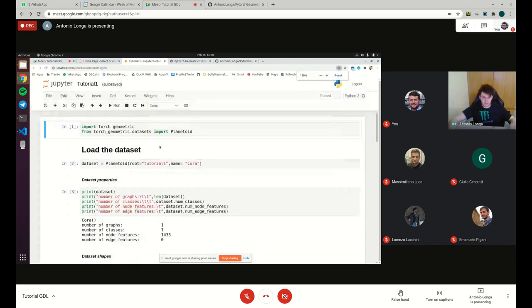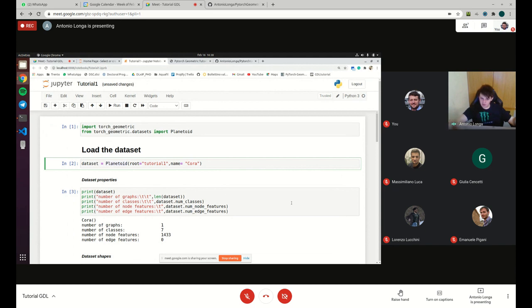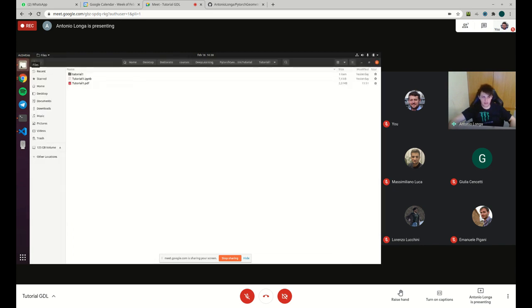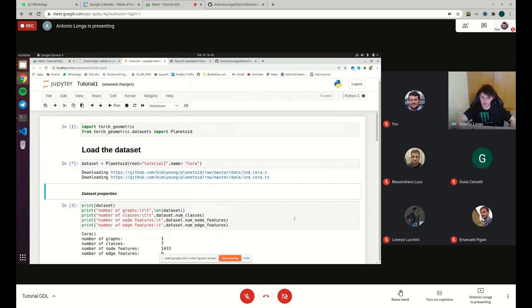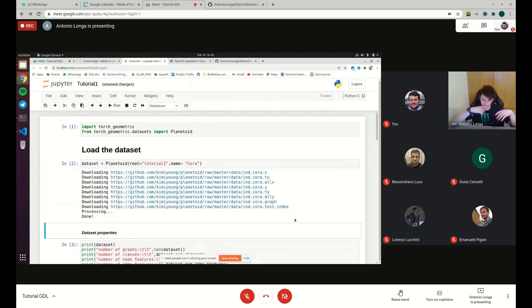Okay, let's start. Simply at the beginning, we just import Torch Geometric, and we are going to use an already defined dataset. So we are not going to use our own dataset, but we are going to download it from Torch Geometric. And in particular, it's really simple. We give the name of the dataset, we call this function, and then we set a root, meaning that it will create a folder with all the files. Suppose that I delete this folder and run it. What happens? It starts downloading the dataset from the internet and then builds it.